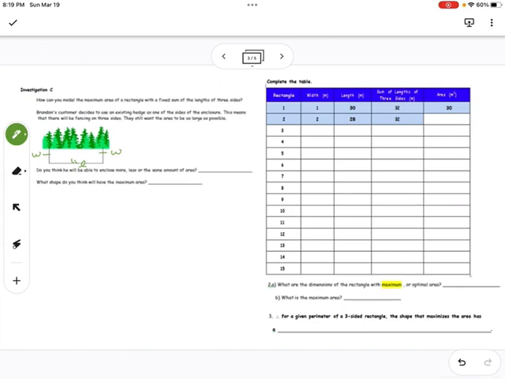Okay. Do you think he will be able to enclose more, less, or the same amount of area? What shape do you think will have the maximum area? So in the chart, we're given our different rectangle numbers. We are given the first one, it's telling us a width of 1, a length of 30, and a sum of the 3 sides being 32. So the goal is to get to a perimeter of 32.